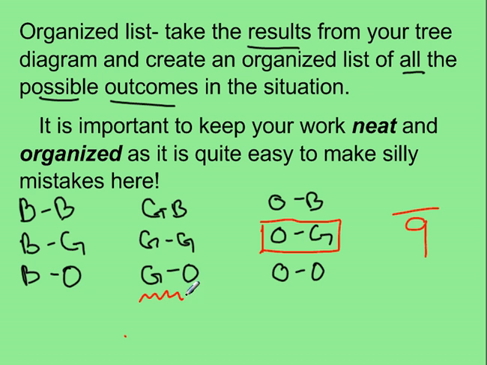This one doesn't count because this is green and then orange. That's very different than orange and then green. So I have a 1 in 9 chance of spinning an orange and then spinning a green. That is my final probability. Of course, you always want to make sure it can be simplified, but in this case, it can't.